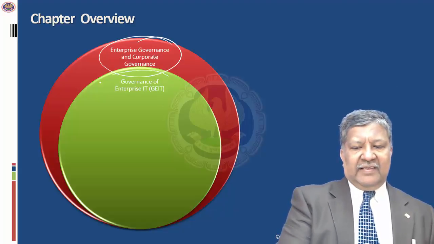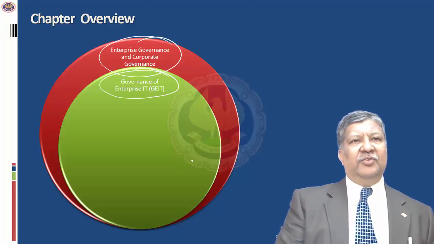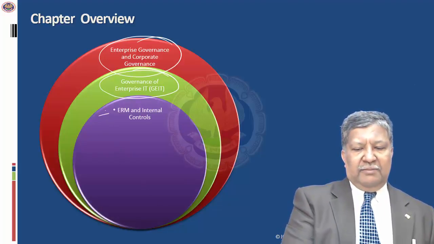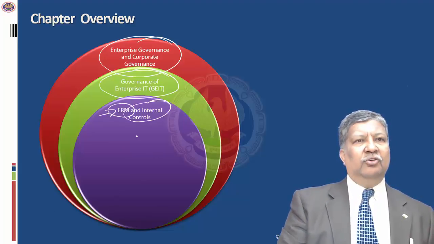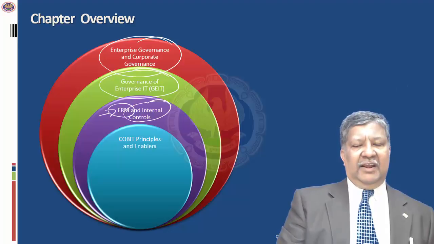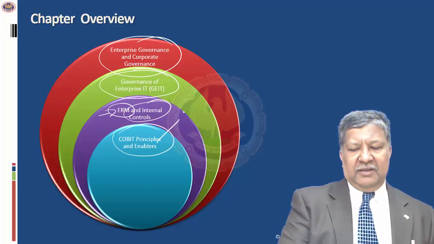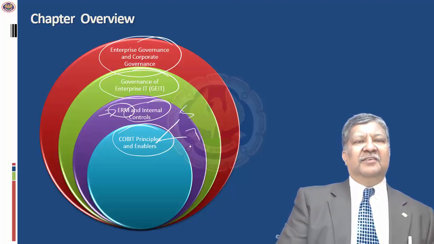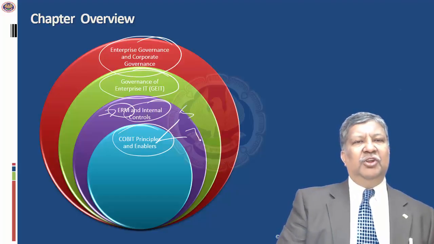Enterprise governance as applied to information technology at enterprise level becomes governance of enterprise IT. For implementing governance of enterprise IT, you also need to implement enterprise risk management. You need to have a system of internal controls, and you can use the COBIT principles and enablers. I hope you remember the 5 principles and the 7 enablers of COBIT. Now, I said in most of the case of ISCA, you don't need to remember, but these 5 principles and 7 enablers you need to remember.